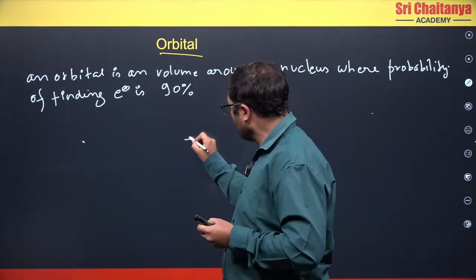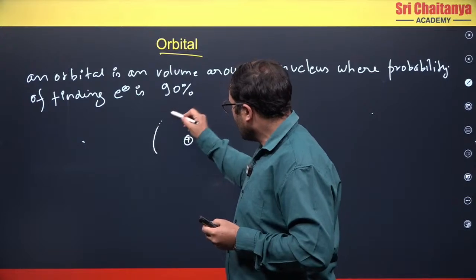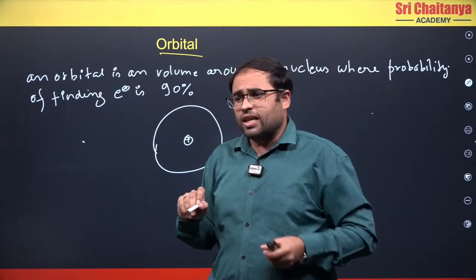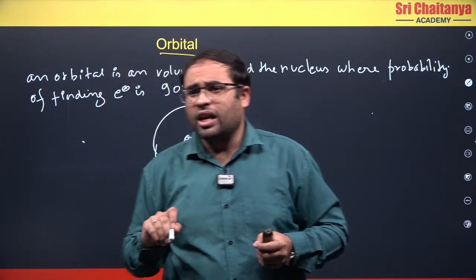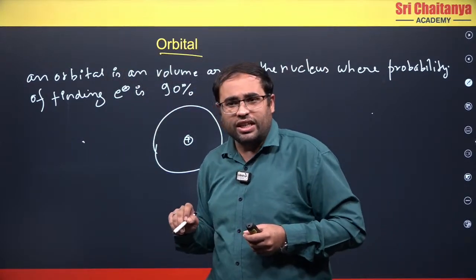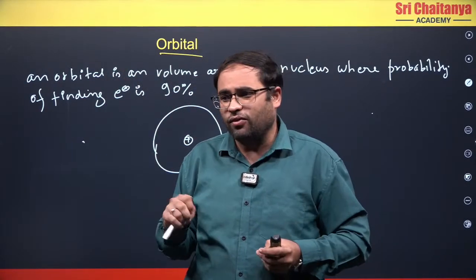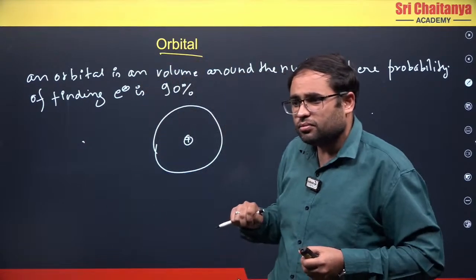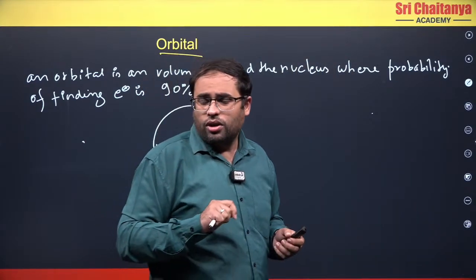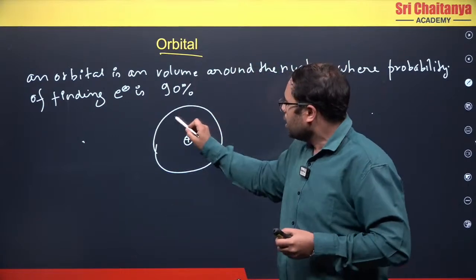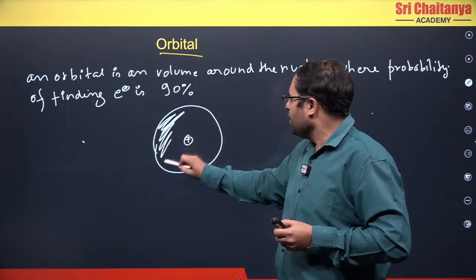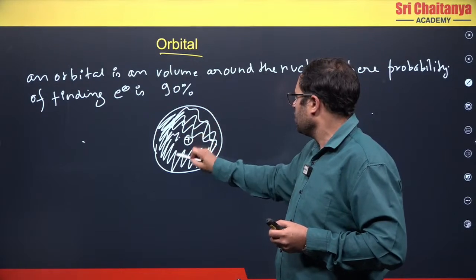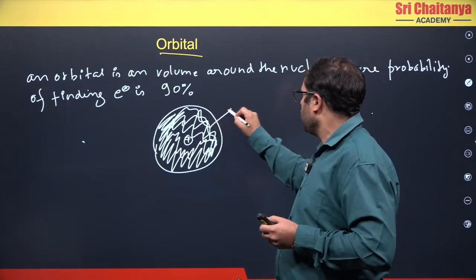So suppose you have the nucleus here and this is a space, right? If you are unable to see, please check your internet connection because everything seems fine from here. So this area which you are having is called an orbital.